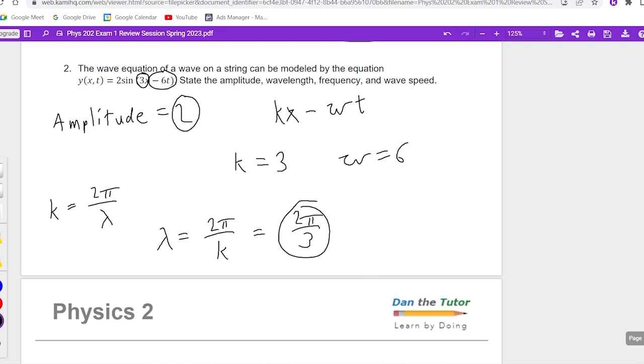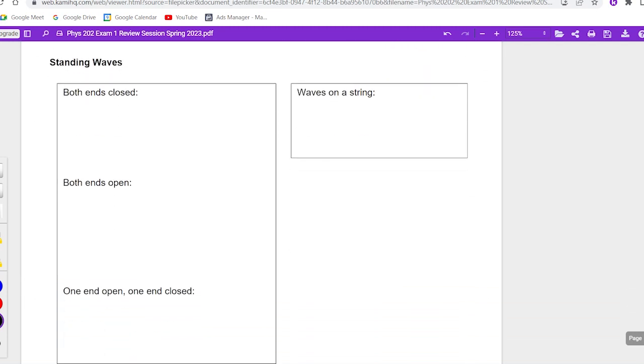Great. On to the next topic. Next we have standing waves. There's 3 kinds of standing waves we can have. There's the both ends closed, both ends open, and the one end open, one end closed case.